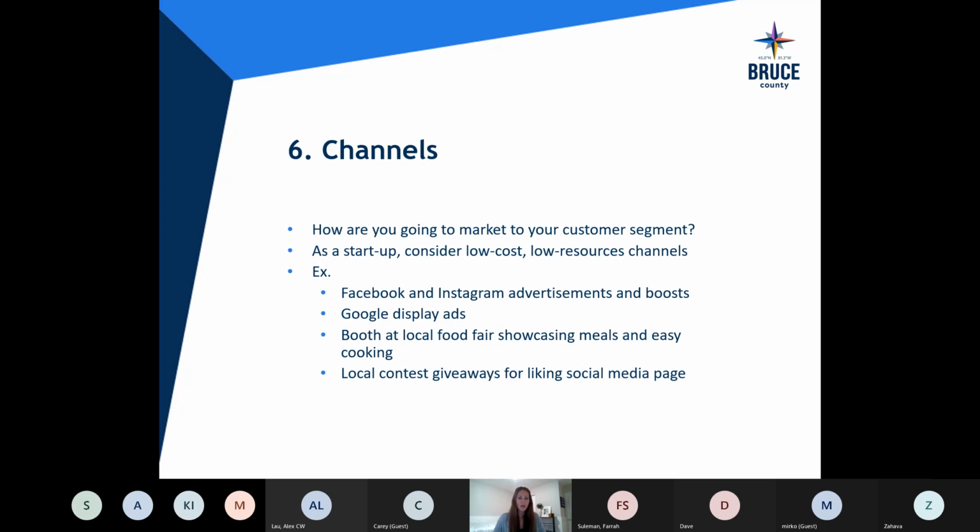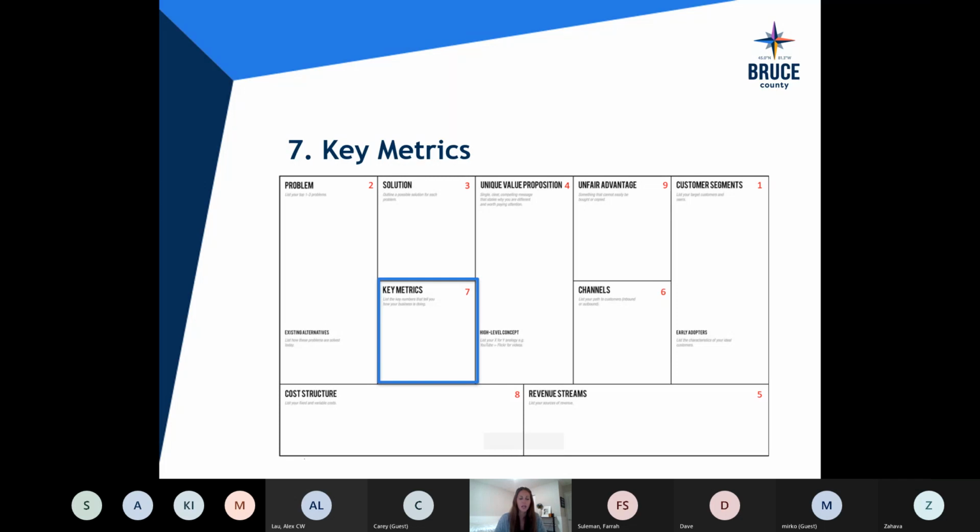Or I could also do the local contest giveaway, right? Everyone likes the page and shares it and this and that, and all of a sudden I put them in the draw and they win a free month just on me to try out the food. Great way. It's low cost for me. I'm just giving away some free product, but it builds up that hype and hopefully gets some more followers and more buyers. And so that's the channels, again, specific to the customer segment.